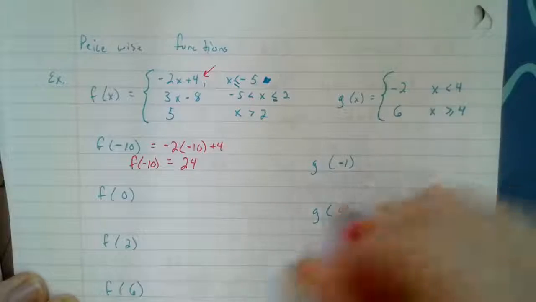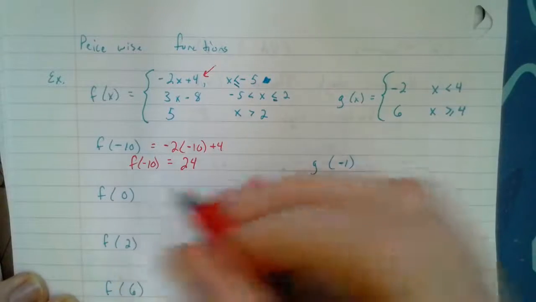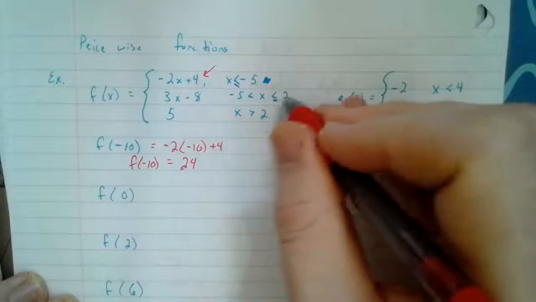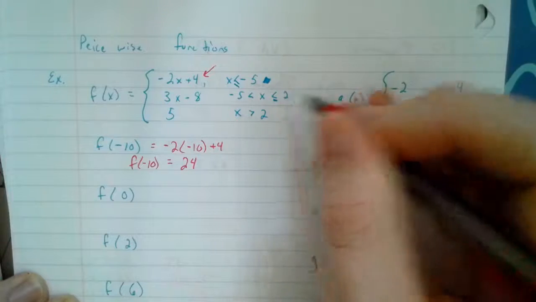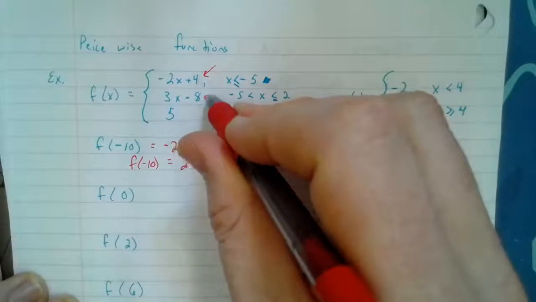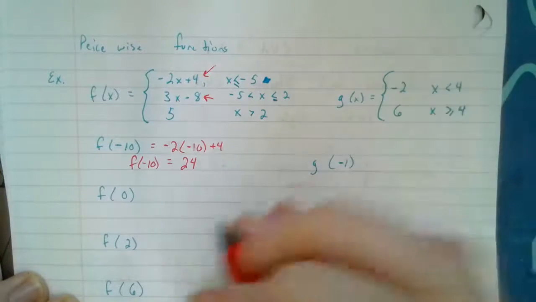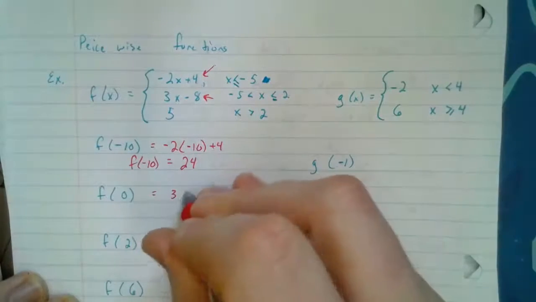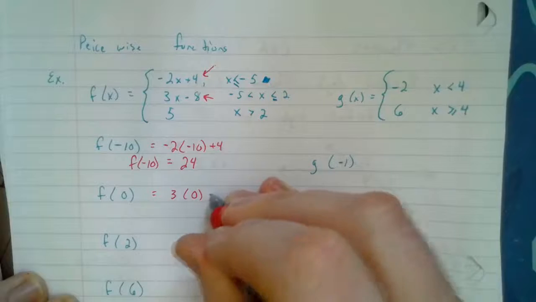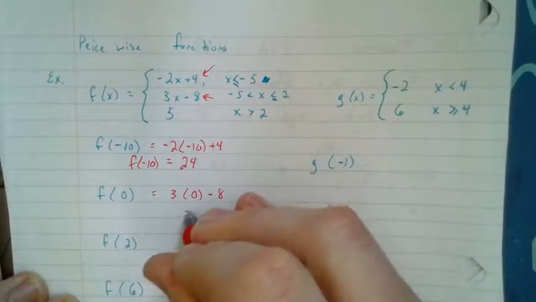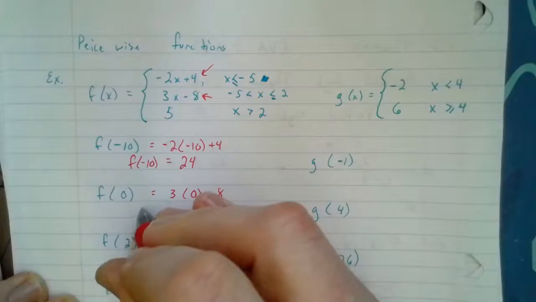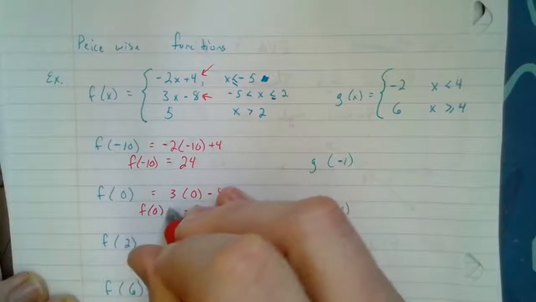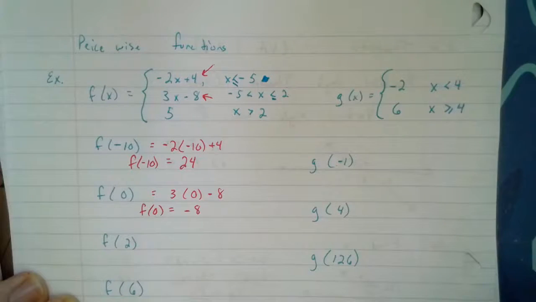All right. Now 0. If we take a look here, 0 is in this second interval from negative 5 to 2. So that means I'm going to take a look right here. So f of 0, I'm going to use this middle part here. So I'm going to do 3 times 0 minus 8, which is negative 8. So f of 0 for this function is negative 8.